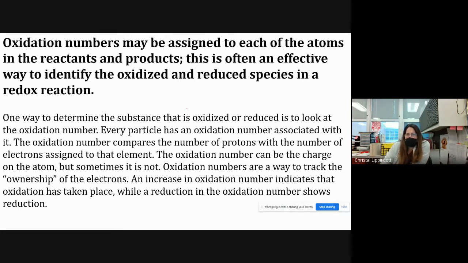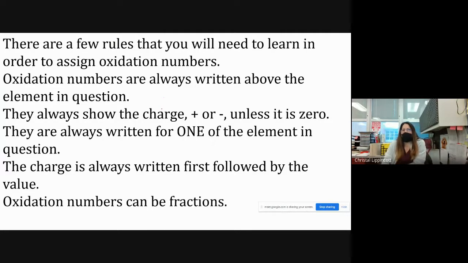Why are you not advancing slides here? I know I've got more slides. There we go. All right, here's some of the rules.